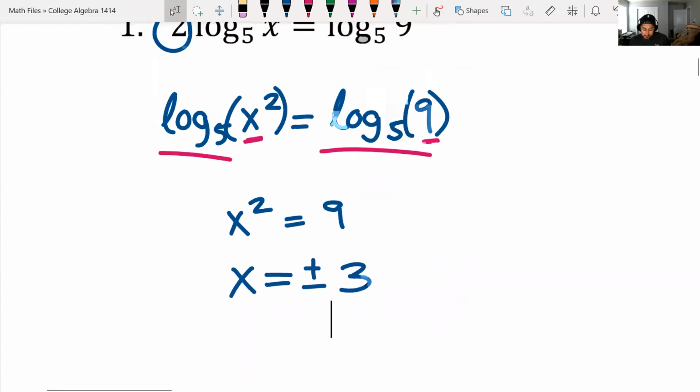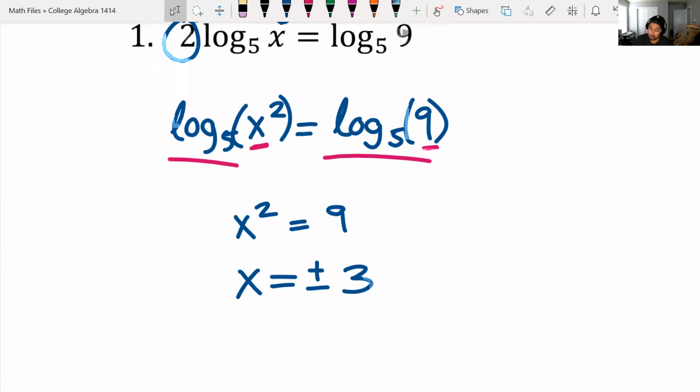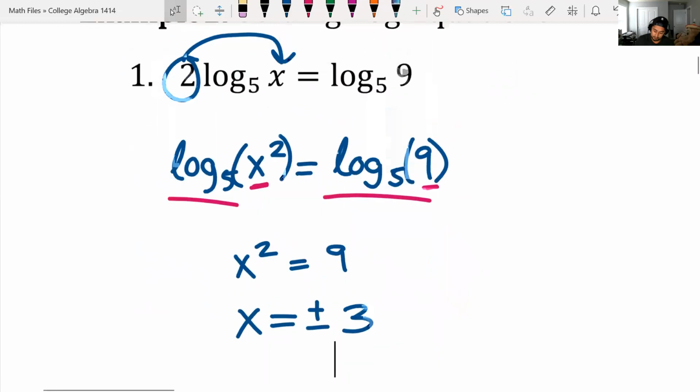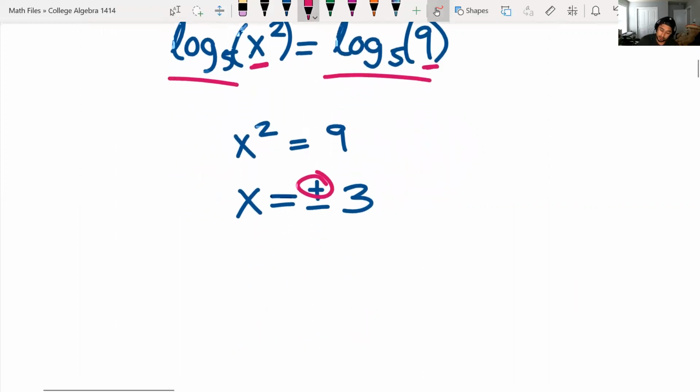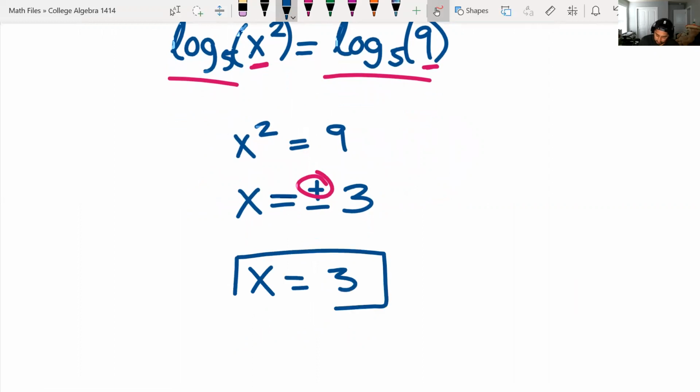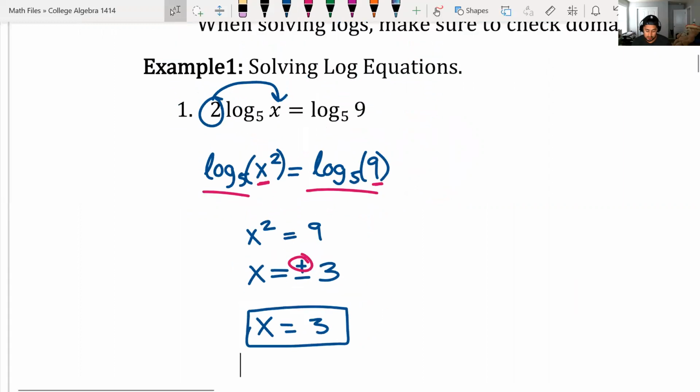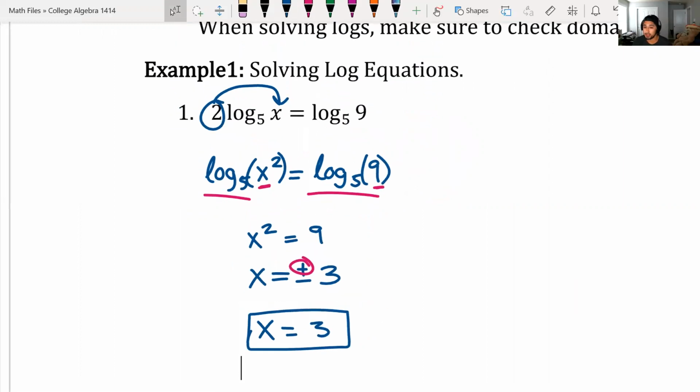Now, we do have to exclude a value, because remember, this log's domain is anything greater than 0. So this means that for plus or minus 3, we have to ignore the minus and only accept the positive 3. So our answer is just going to be x equals 3. There you go. And this uses that log equality property we just learned.